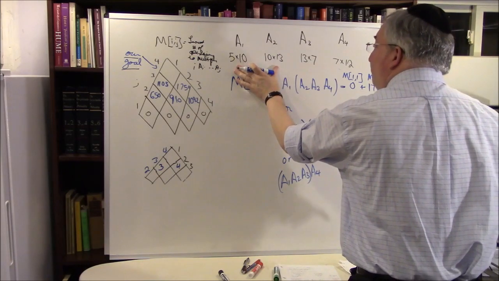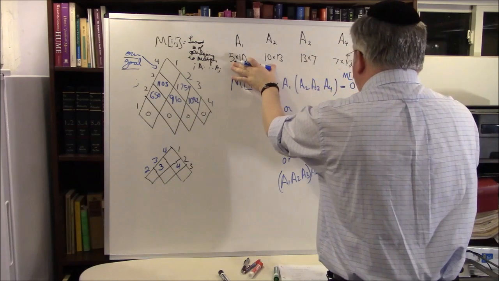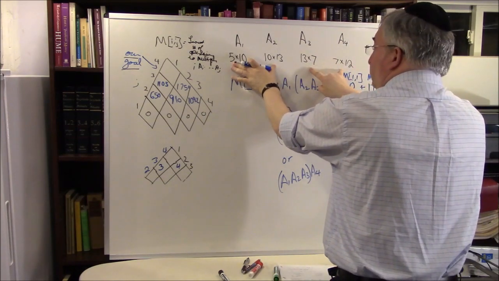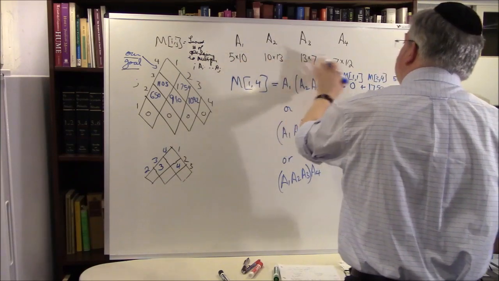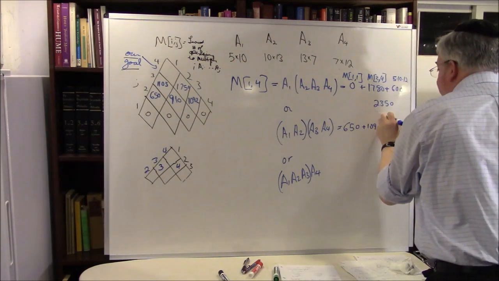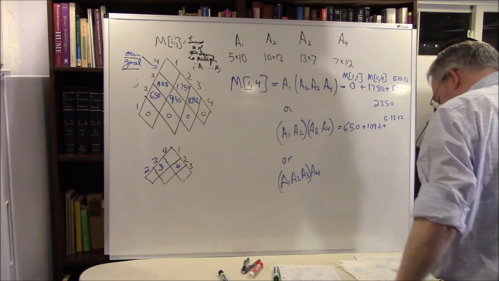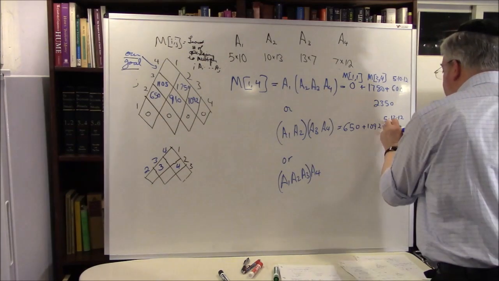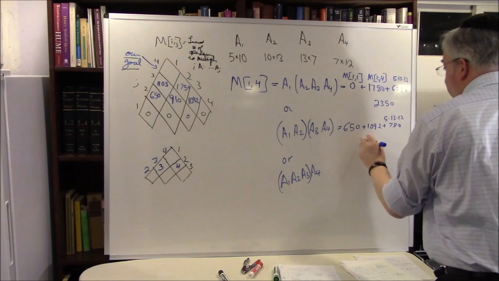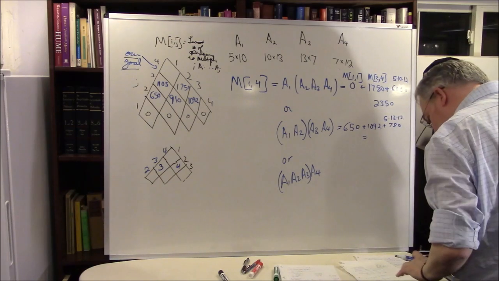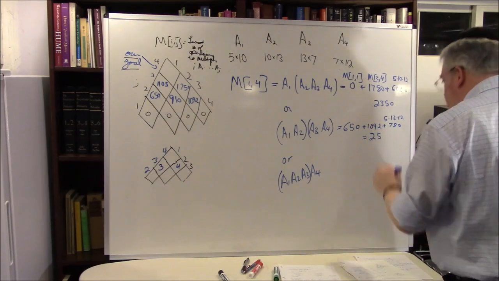So A1, A2 is going to be a 5 by 13 matrix. A3, A4 is going to be a 13 by 12 matrix. Okay, how many operations does it take to multiply a 5 by 13 and a 13 by 12? And the answer is 5 times 13 times 12, which is 780. Okay, and if you add these all up, you get 2,522.